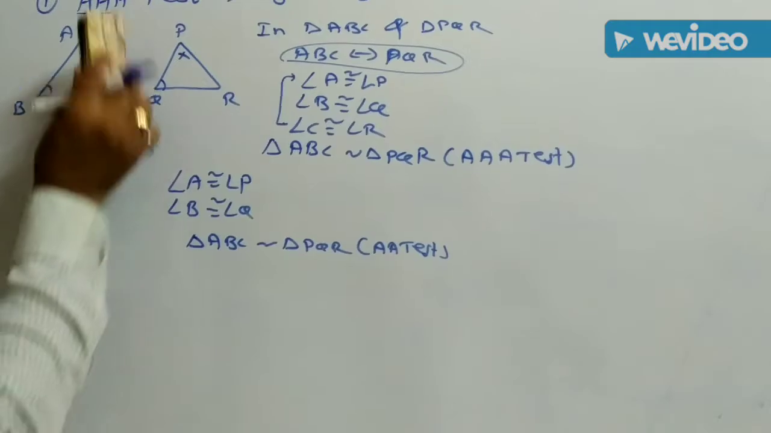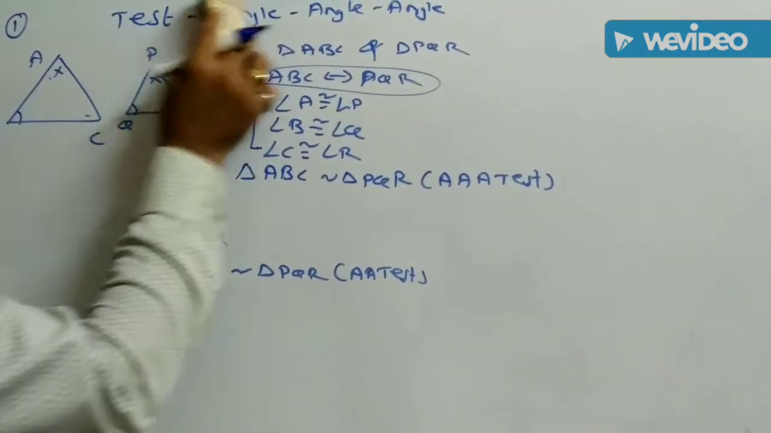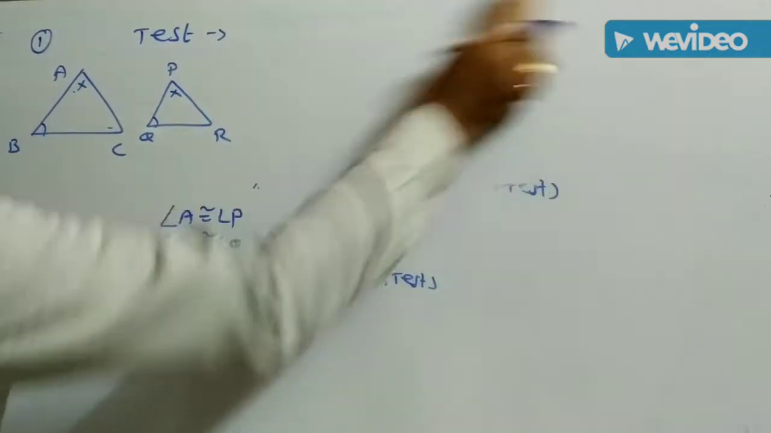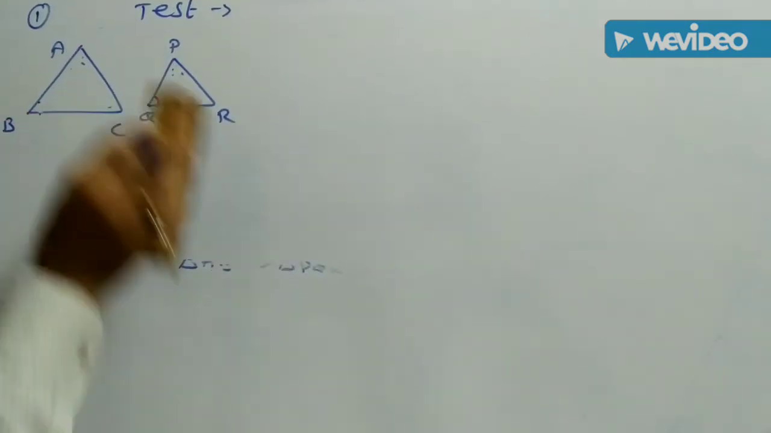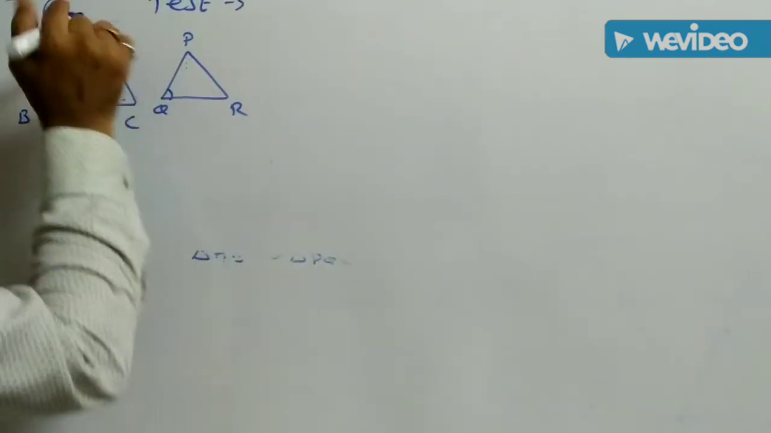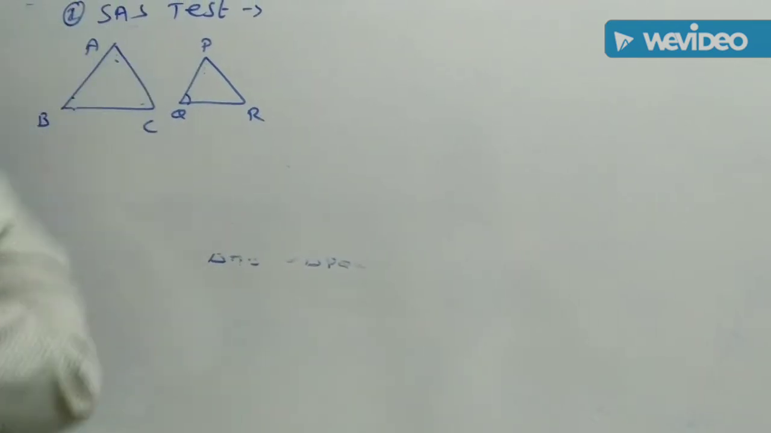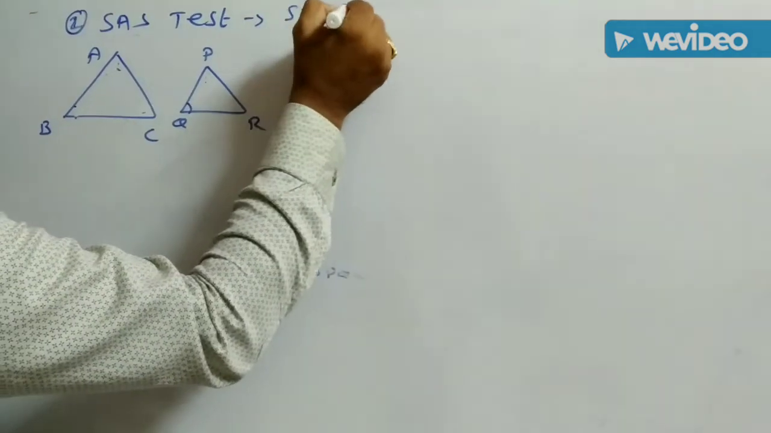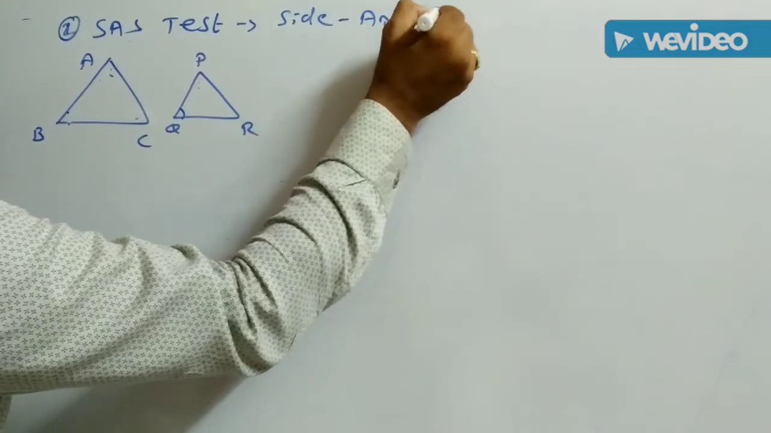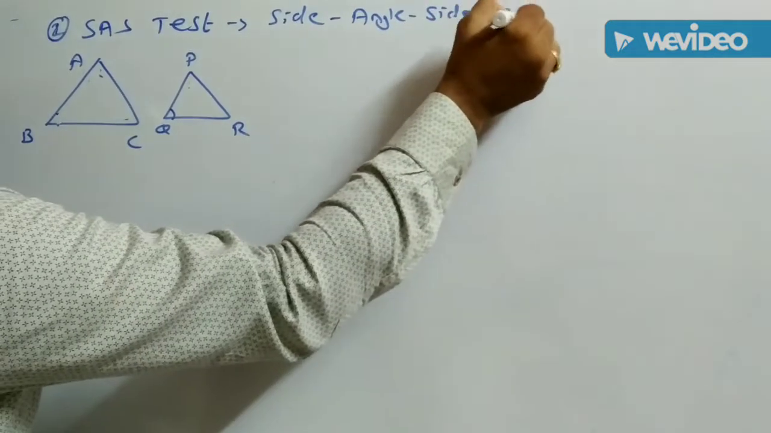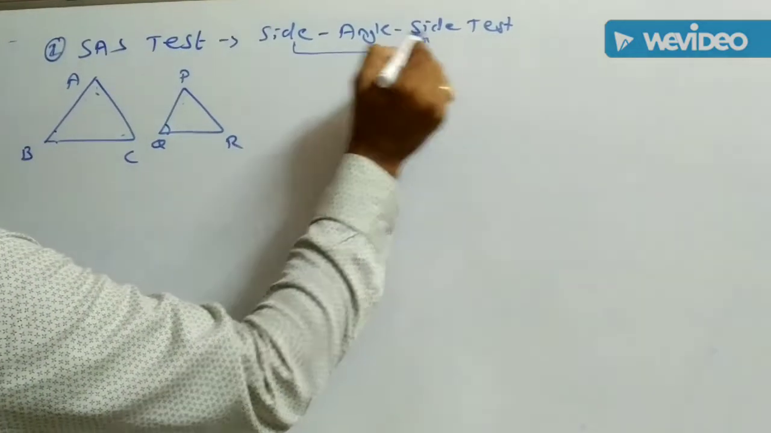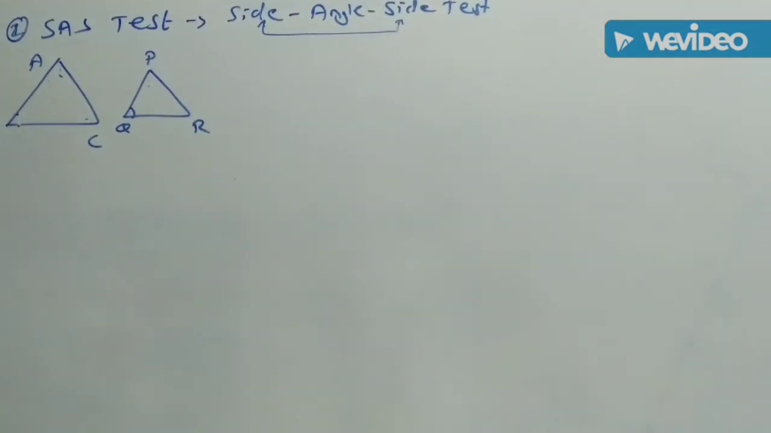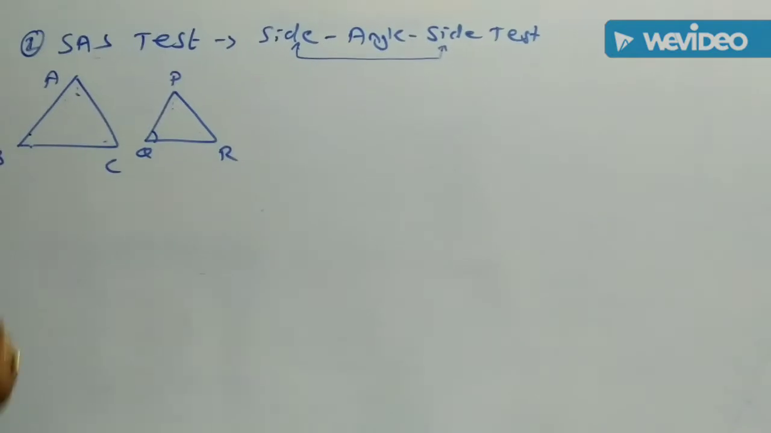Then the second test is the SAS test. SAS means S is side, A is angle: side, angle and side test. From this we can conclude that two adjacent sides and their included angle are involved.